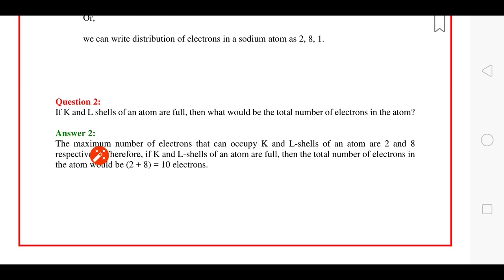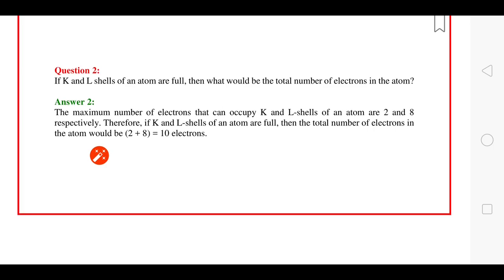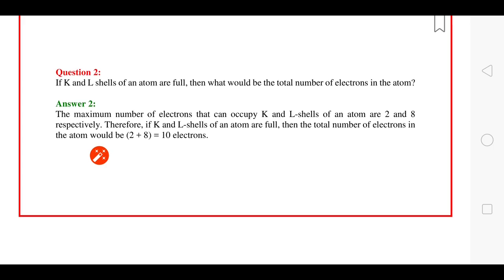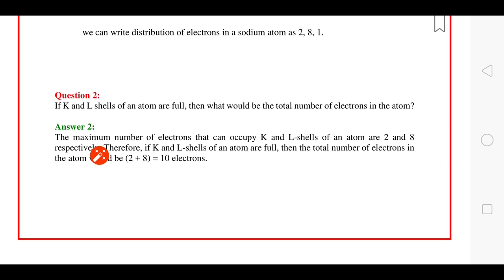If K and L shell of an atom are full, then what would be the total number of electrons in the atom? Answer is, the maximum number of electrons that can occupy K and L shell of an atom is 2 and 8, as we know. Therefore, if K and L shell of an atom are full, then the total number of electrons in the atom would be 2 plus 8 is equal to 10 electrons.